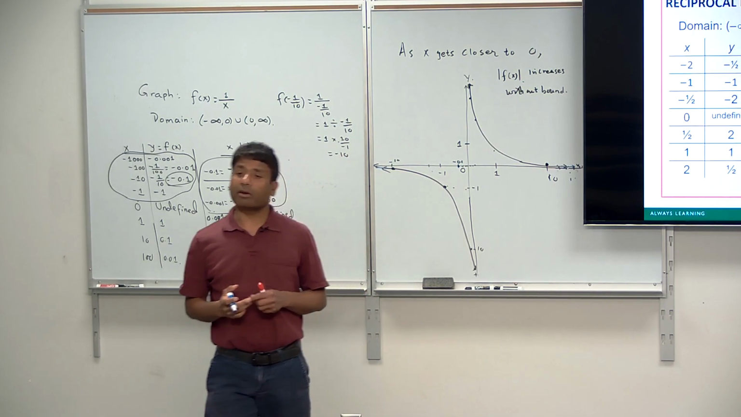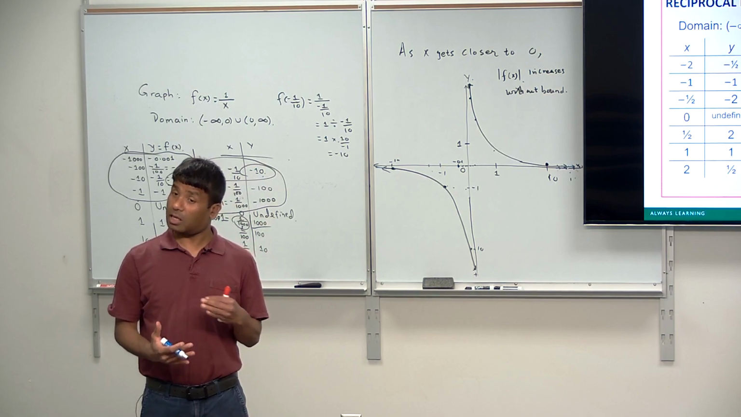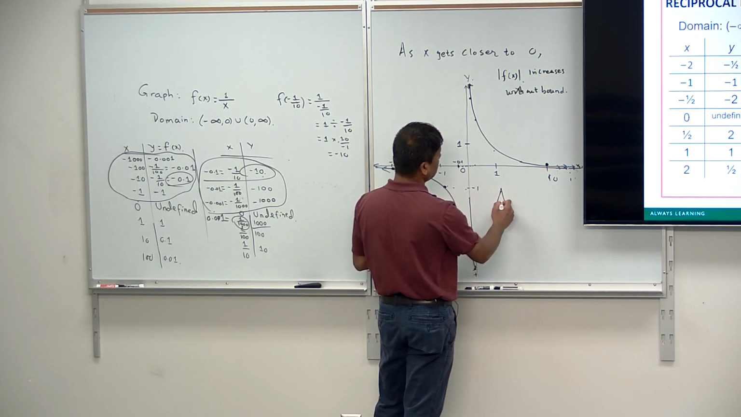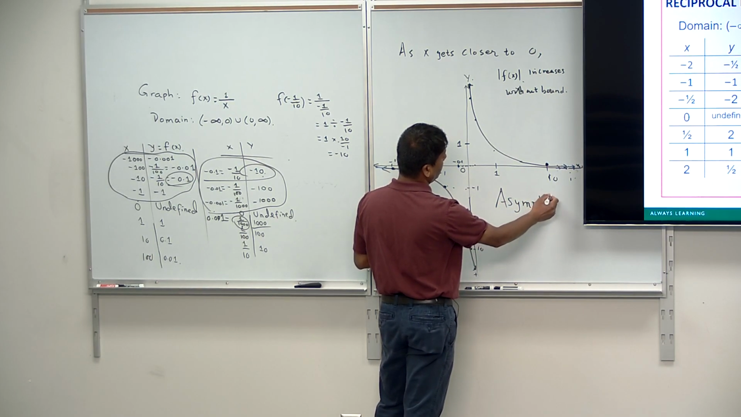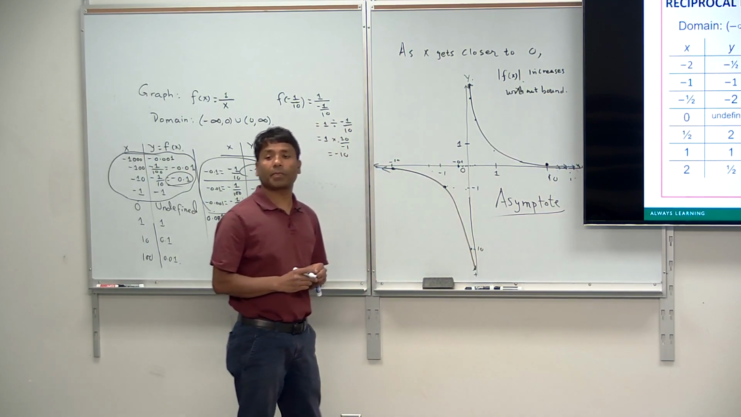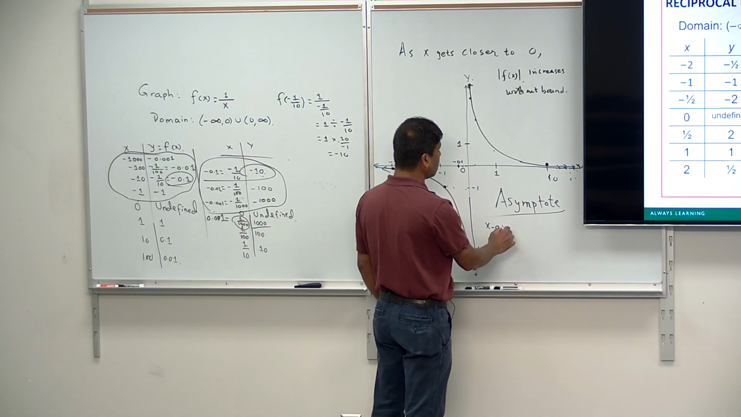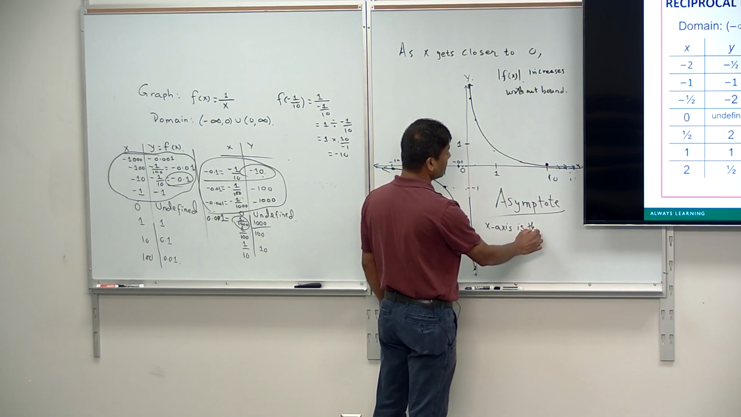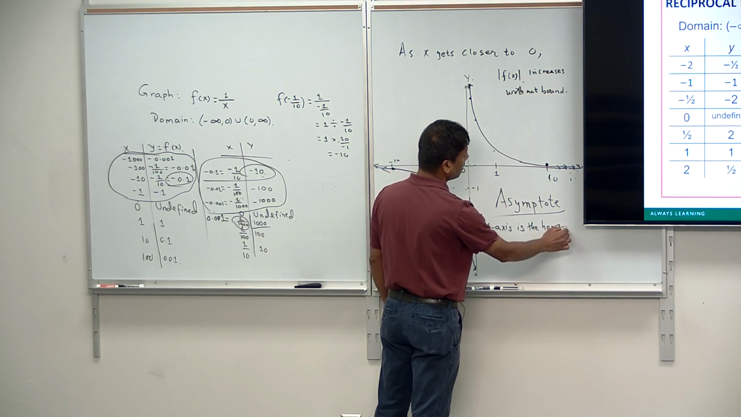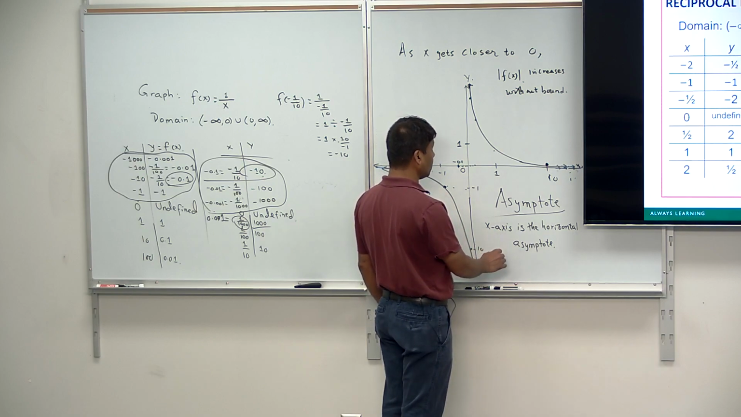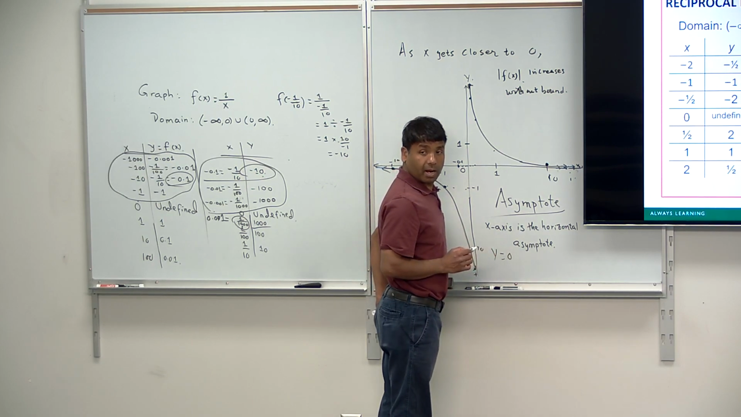So that means the graph is asymptotic, okay? Have you heard about this, the asymptote? So that means this x-axis is the horizontal asymptote. Or you know the equation of the x-axis is y equal to 0, is that right? You know the equation of the x-axis is y equal to 0.